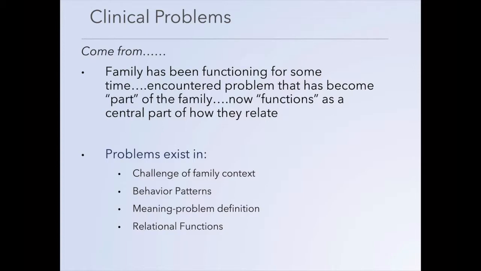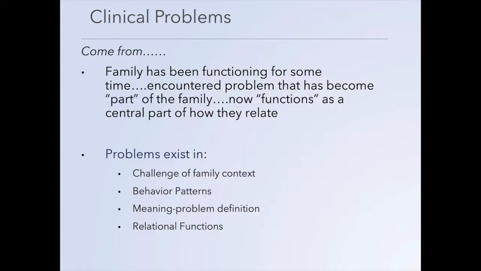Third, problems exist in the meaning and the problem definitions that people create around different events. If you think about it, events are really fairly neutral in their meaning. It is what we put on them, what they've come to mean for us and how important they are for us, that makes family problems become a big issue. So the way in which meaning is put by each individual family member onto a similar event is important. And a problem can exist as people get on different pages about that.